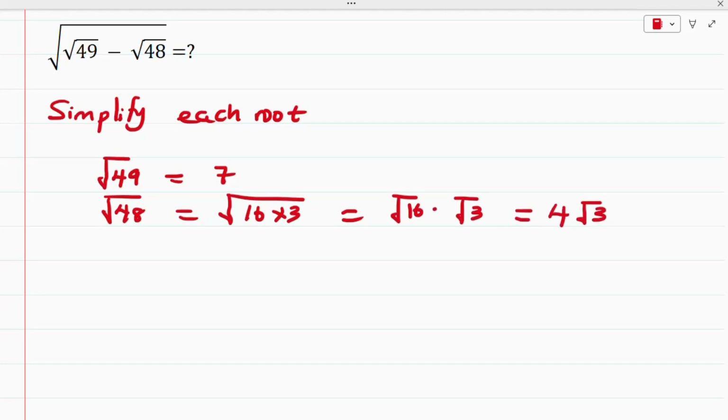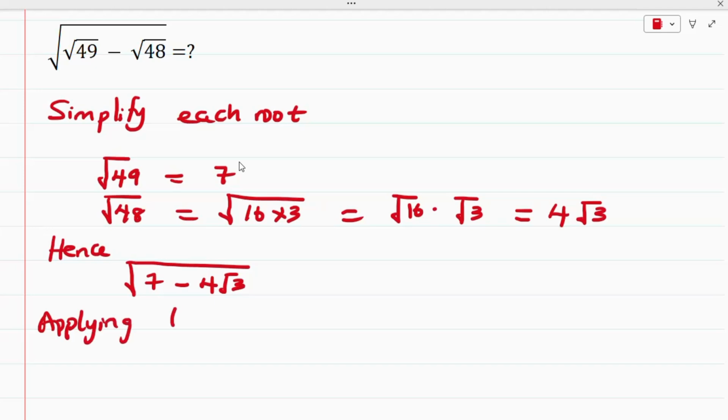So we have the root of 49 to be 7 and the root of 48 to be 4 root 3. Hence, the new expression becomes the square root of 7 minus 4 root 3. So this is the new expression. So guys, all we want to do right now is to simply apply the property of nested radicals.